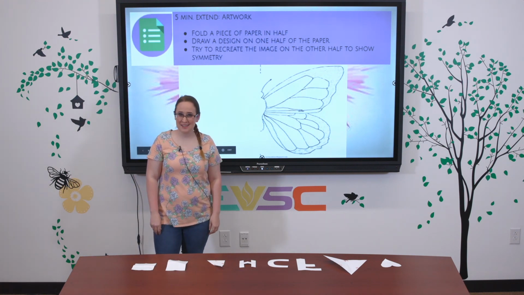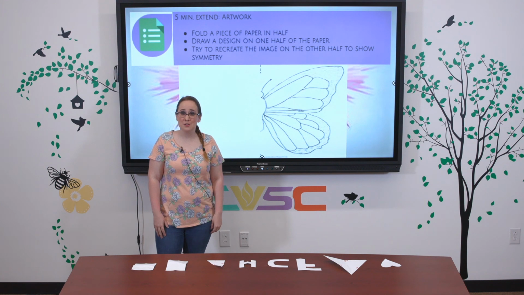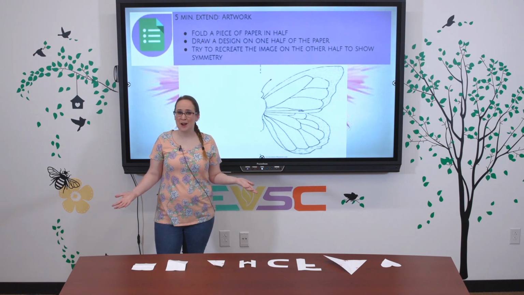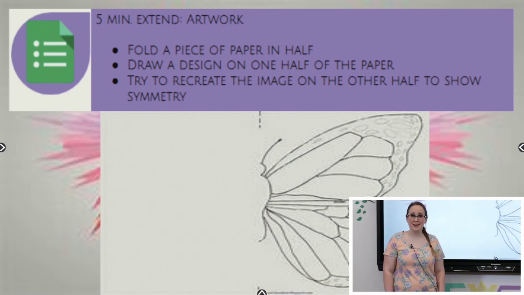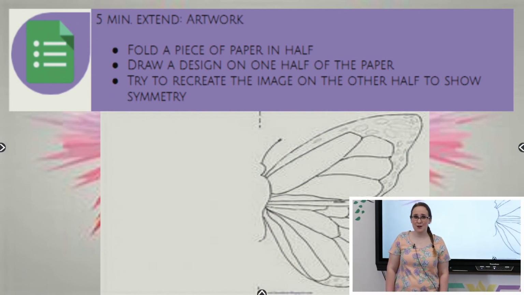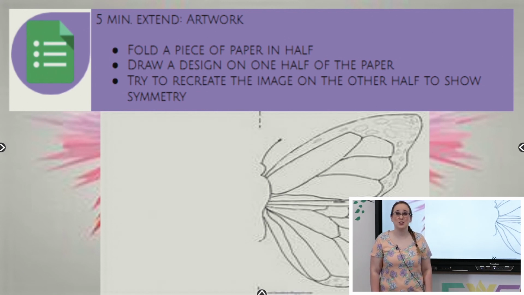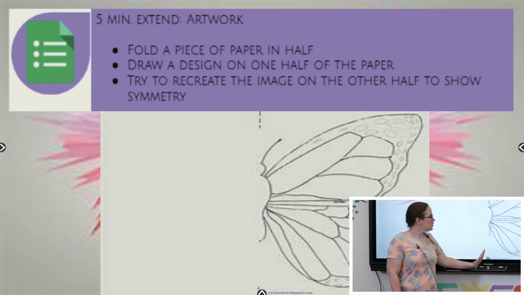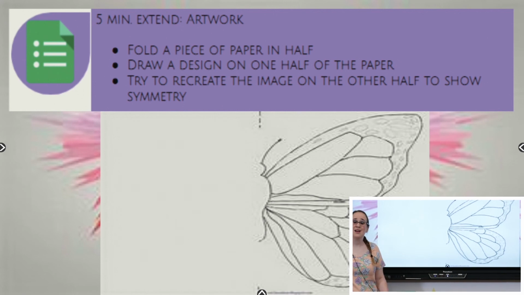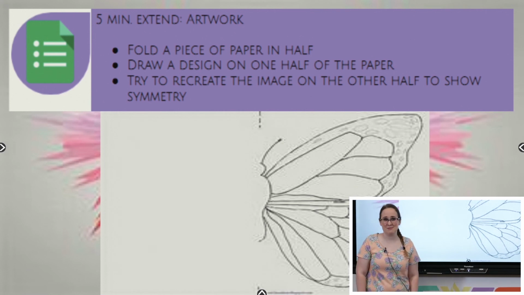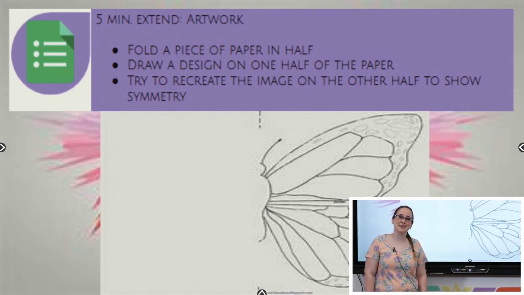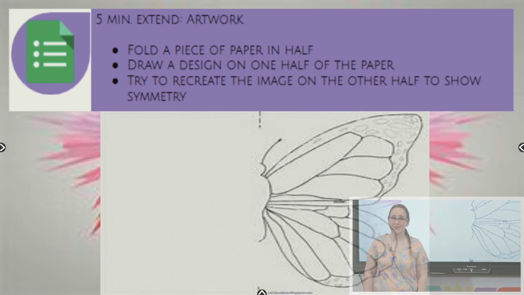Now I have a fun extension activity for you to try at home. You can do some artwork, and I want you to be creative. All you need is a piece of paper and some crayons, markers, whatever you like. What you're gonna do is fold your paper in half. You can fold it vertically, horizontally, or diagonally. And make an image on just one side of the paper, but make sure it is on the crease of the paper. Then your job is to see if you can make it symmetrical on the other side of the paper. It's gotta match up just perfectly. Think about the colors you're using even. Have fun with it.